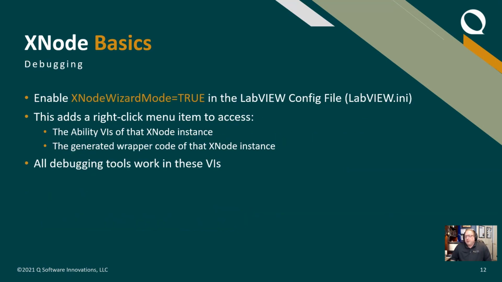For debugging, there's this other LabVIEW config entry that you can put in. It's called XNode Wizard mode equals true, and that provides a special right-click menu option on your XNode that lets you open up the specific clone of that ability of that XNode, so that you can debug that code. And all of the debugging tools work as far as highlight execution, breakpoints, etc., will work in those ability VIs, in the clone of that instance of that XNode.